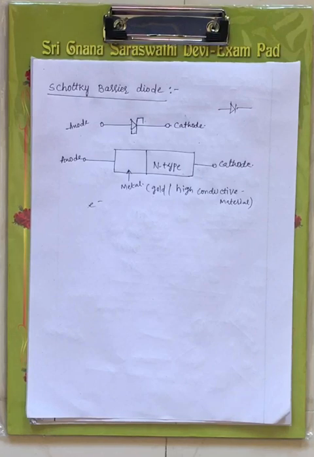Since it has less reverse recovery time, the Schottky barrier diode is used at microwave frequencies. Not only this, the Gunn diode also has less reverse recovery time. The diode which has less reverse recovery time can be used at microwave frequencies.